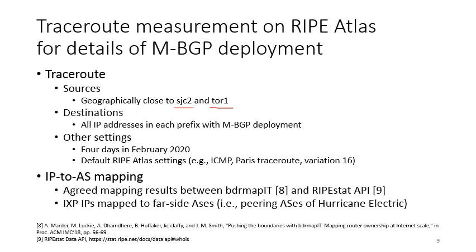After obtaining traceroute data, we need to do IP2AS mapping. Here, we use the agreed mapping results between bdrmapIT and RIPE-STAT API. For those IP addresses belonging to IXP, we map them to farside aliases, which are the peering aliases of Hurricane Electric.